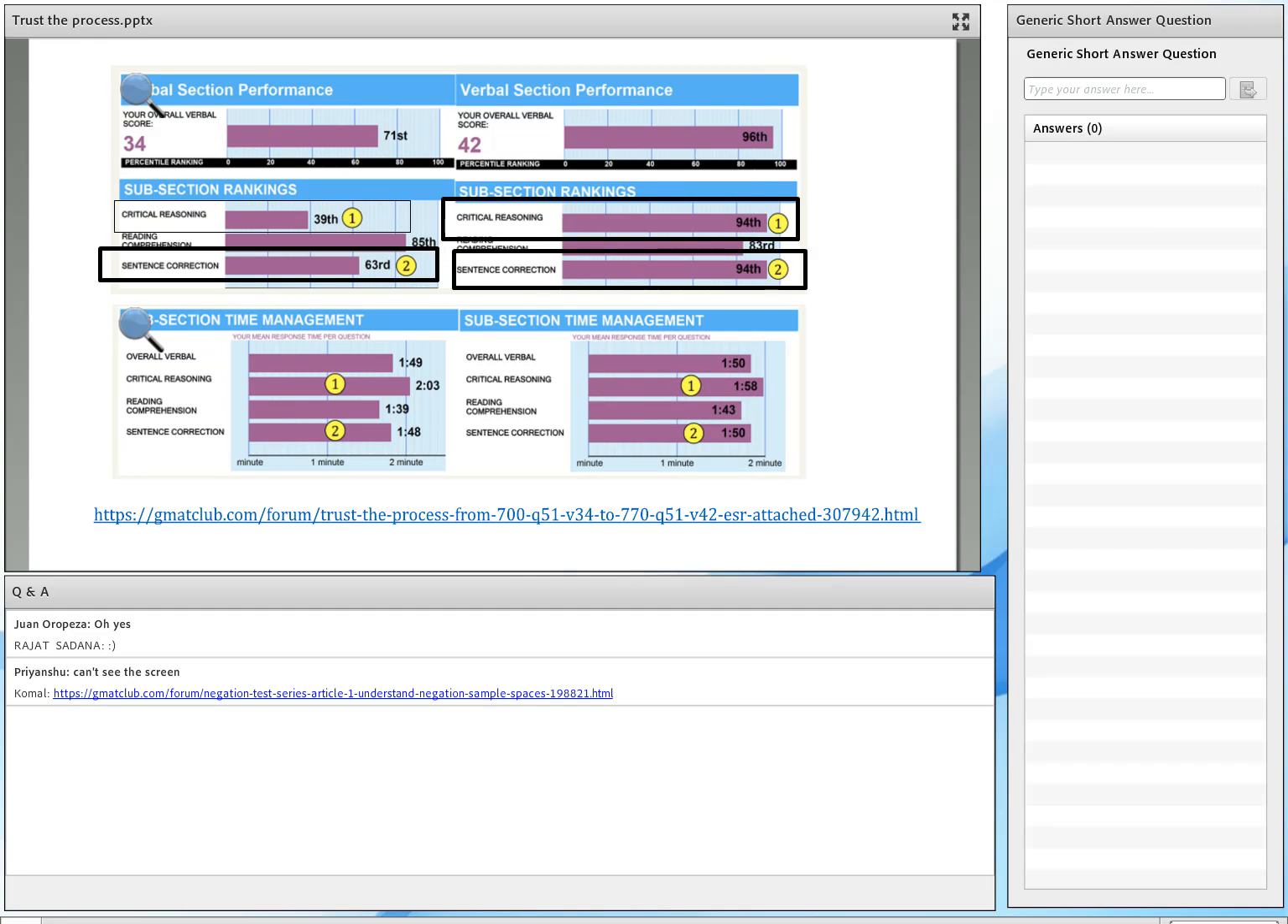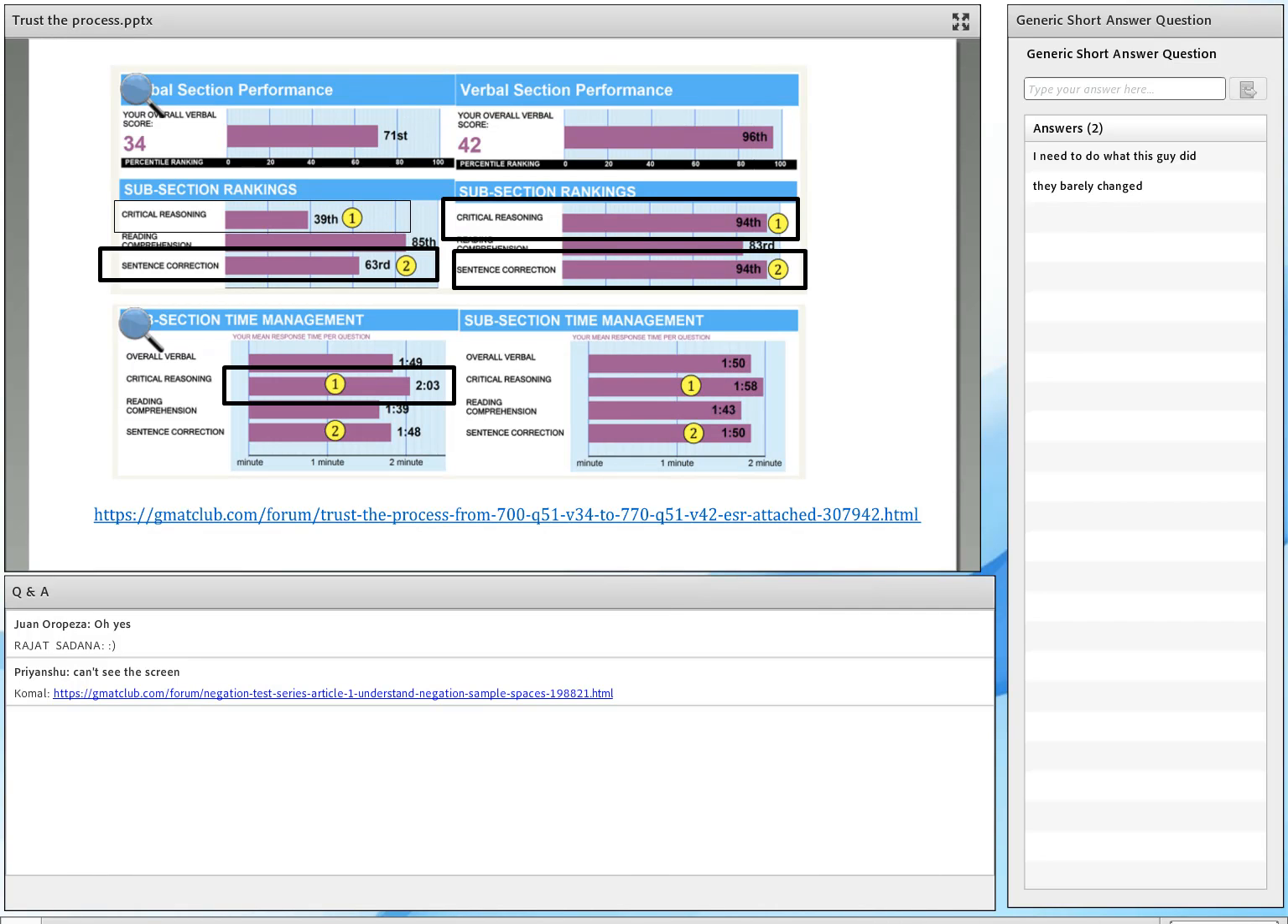Now, do you notice something about this, about the timing piece over here? What can you observe? And what can you infer? When he was not doing pre-thinking, his time to answer a critical reasoning question was 2 minutes 3 seconds. Now this guy, remember, is 39 percentile in critical reasoning. He was getting easy to medium questions in critical reasoning.